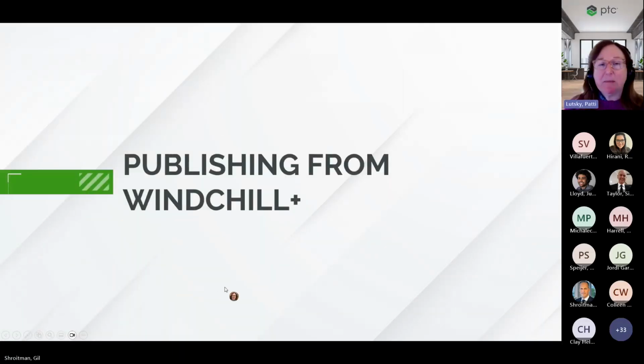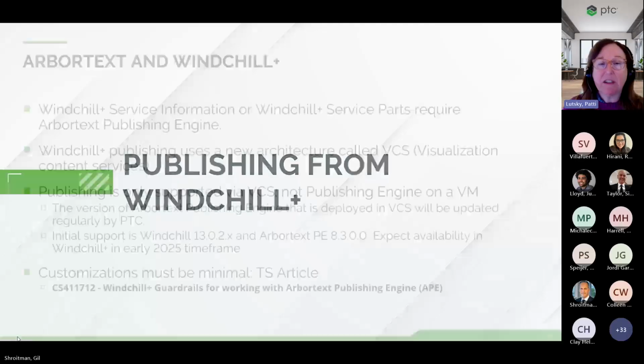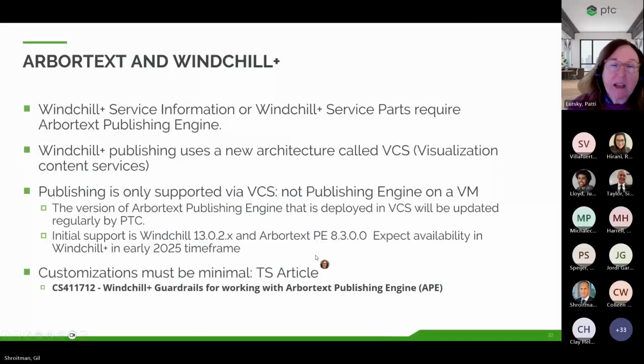Okay, my next topic is about publishing from Windchill Plus. Windchill Plus, as you know, is the SaaS version of Windchill. So in order to publish, we've introduced a new architecture for SaaS publishing. If you're using Windchill Plus and Arbortext, certainly if you're using service information or service parts where you've got information structures, publication structures and parts lists, you need Arbortext Publishing Engine in order to get the output from those structures.